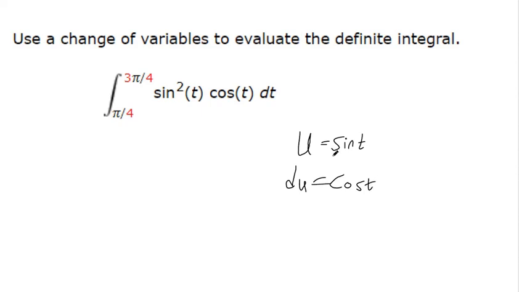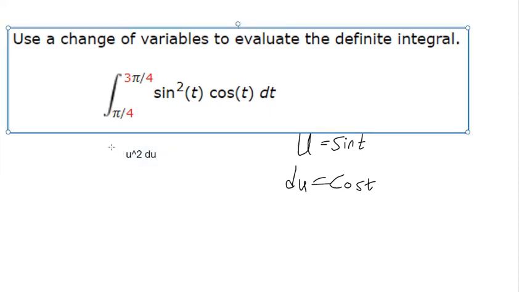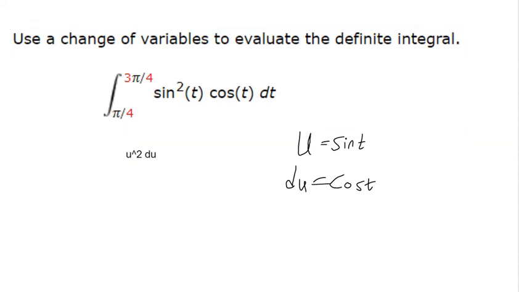Right? Because if you say u is sine of t, then the derivative of sine of t with respect to t is cosine t. So we can make a substitution now. We can say that this is u being squared du. Now the integral is in terms of u. We've completed our substitution. The last thing to note, though, is that the limits of integration aren't in terms of x anymore. They're in terms of u.